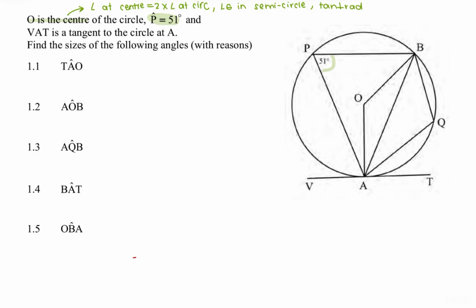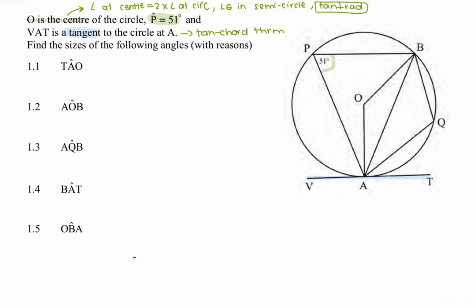And then they said, and VAT is a tangent. Now, because they've told us that it's a tangent, now we know it's very likely that we're possibly going to use tan perpendicular to rad, or we're going to use our tan chord theorem. And yes, there is the third one where tangents from same point, that we know that they are equal, but I've only been provided with one tangent. So therefore that theorem I'm already excluding. Okay, then it says you need to find the size of the various angles.